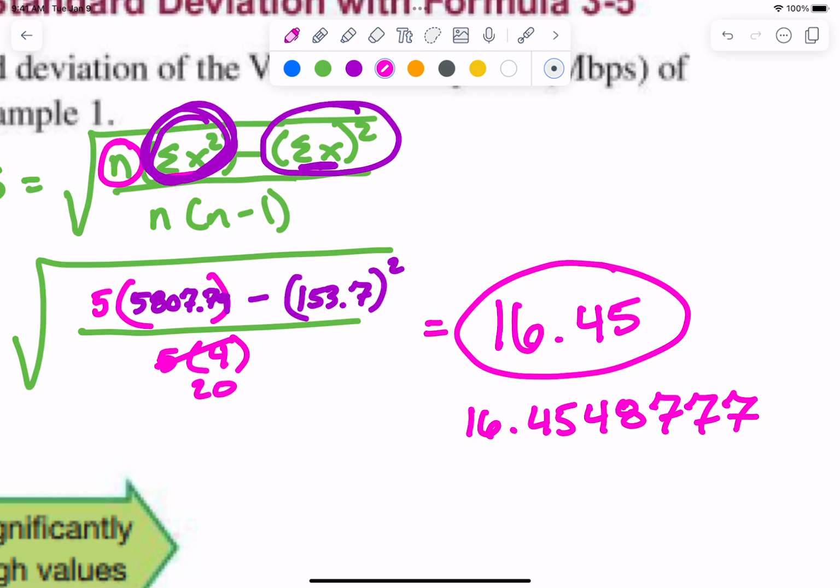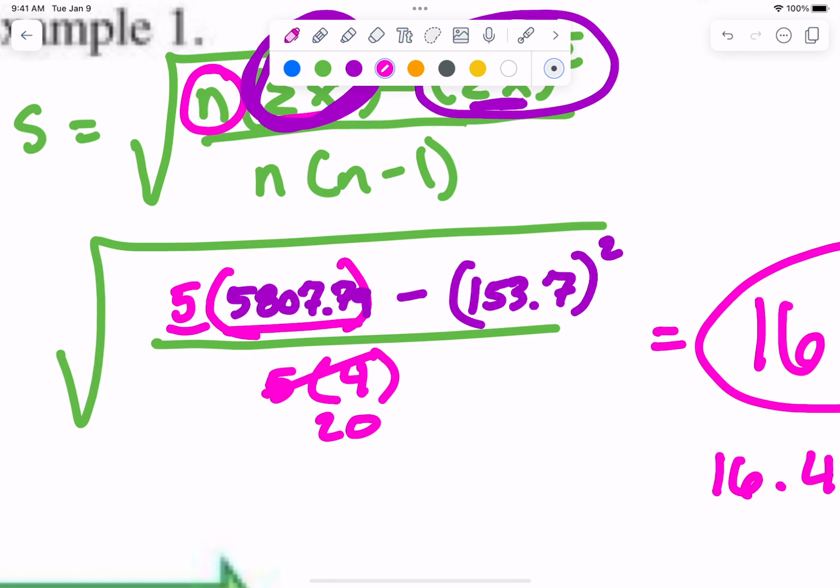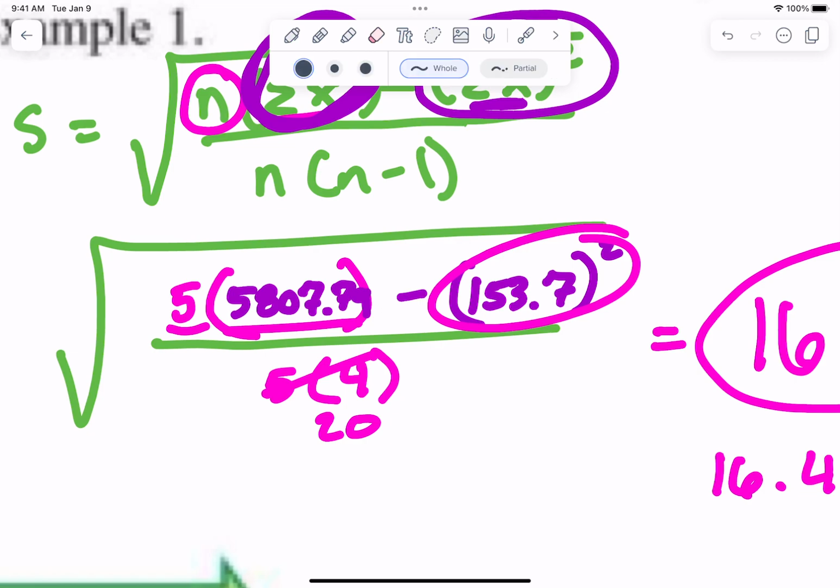Claire, did you put the 20 still underneath the square root? The 20 is underneath, so you divide that by 10. If you're going to do this, you need to take 5 times this guy minus this guy squared, enter, divide by 20, enter, take the square root, enter. If you do it all in one shot, you have to be very, very careful, okay?